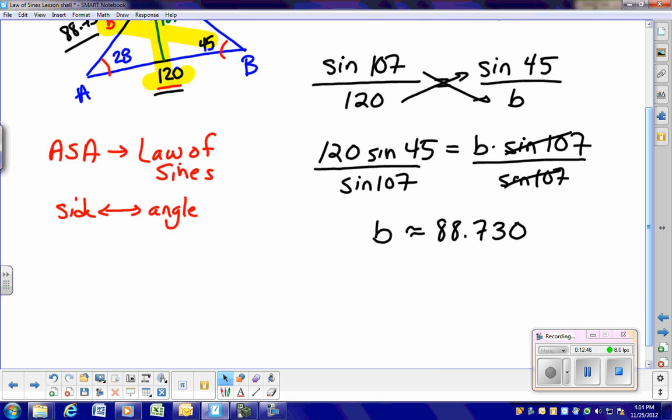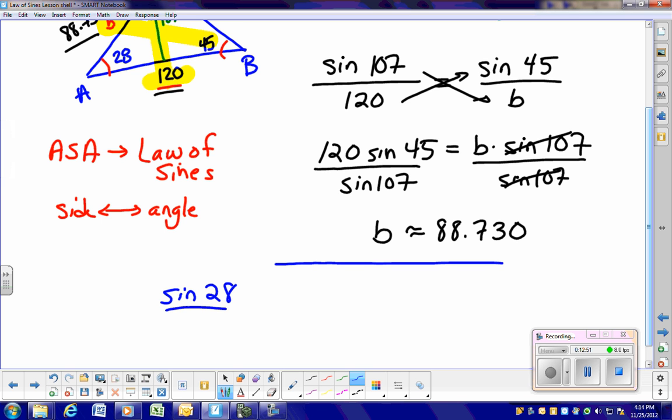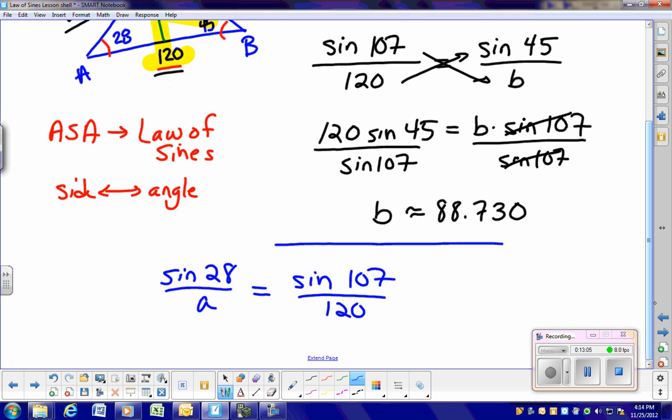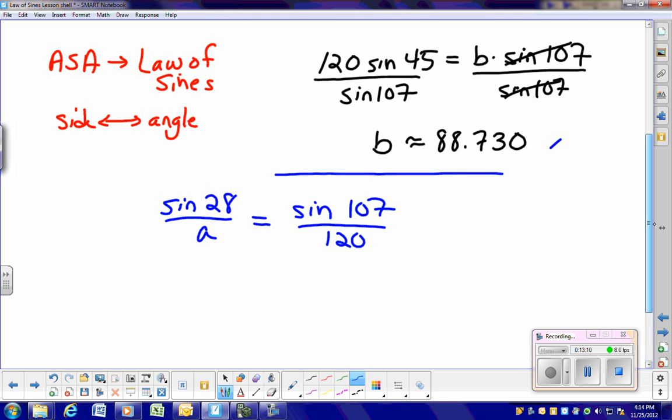Now I'm going to finish this up with another application of law of sines. So sine of 28 over the missing side, little a, has to equal sine of 107 over 120. Now you might ask, why didn't I use sine of 45 over that number we just found, 88 point such and such, right here? The reason I'm not doing that is because these are cleaner numbers. Furthermore, what if my b value is wrong? I'd be spreading the poison. So I want to stick with things that were in the problem as much as possible so that I don't spread a mistake if I have one.